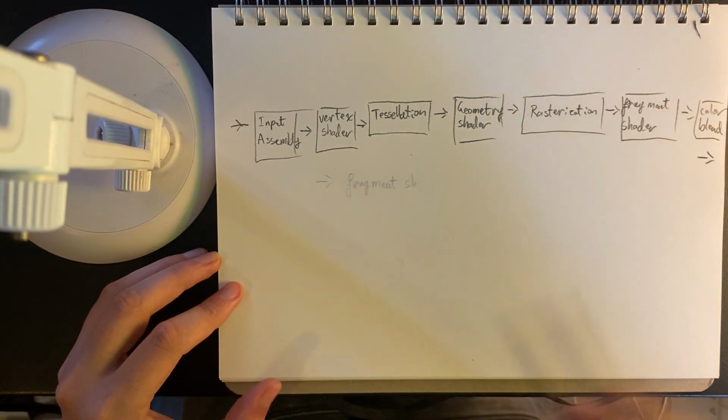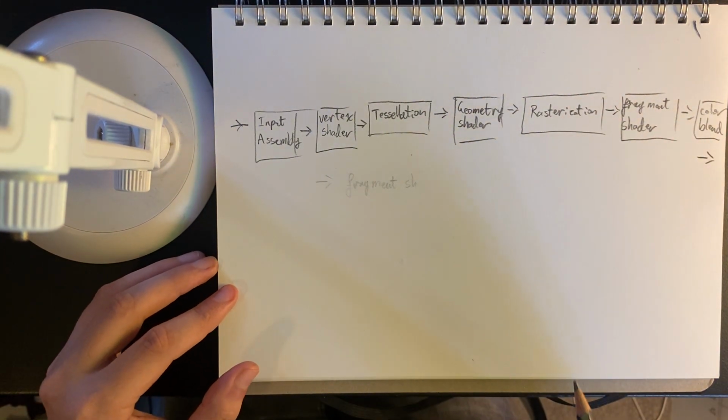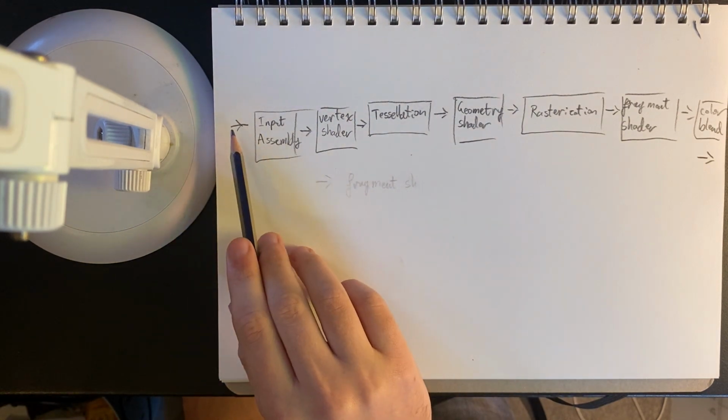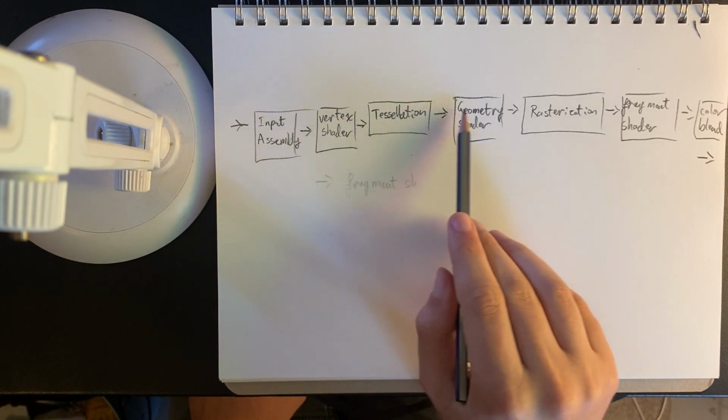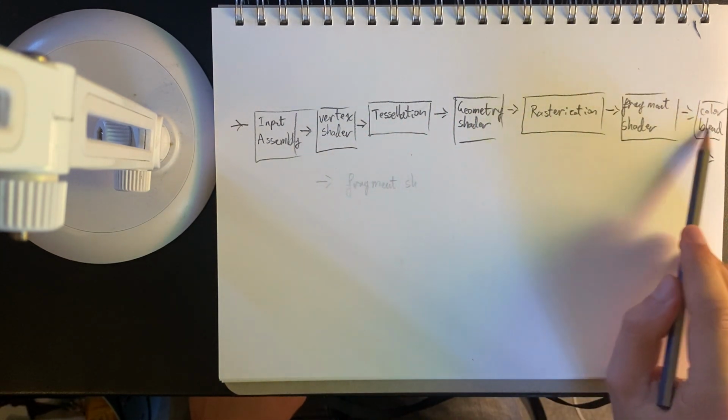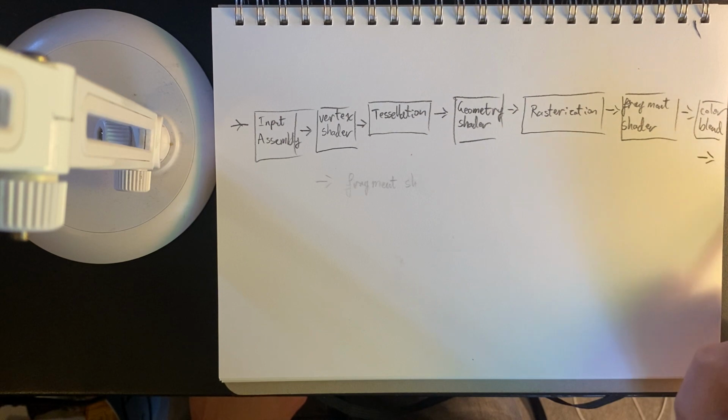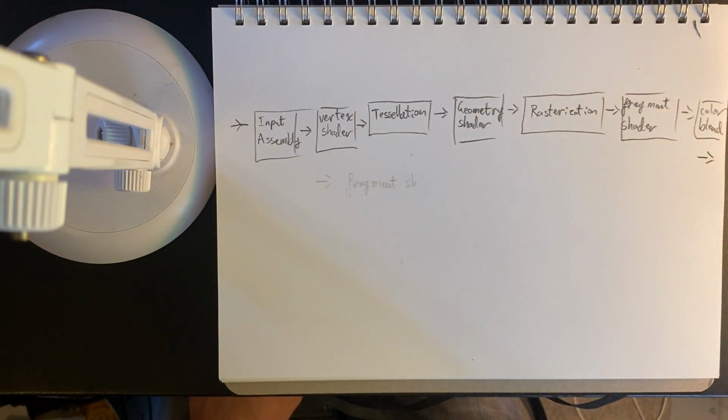Okay, I ran out of space there at the end, but here it is. So we come in, we have some input that goes to an input assembly, to a vertex shader, through here, then color blend, and then that is written out to the appropriate attachments.